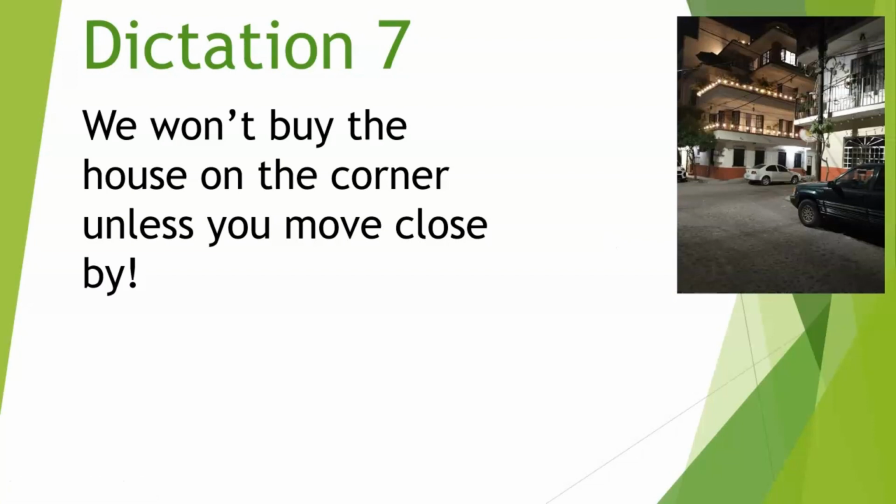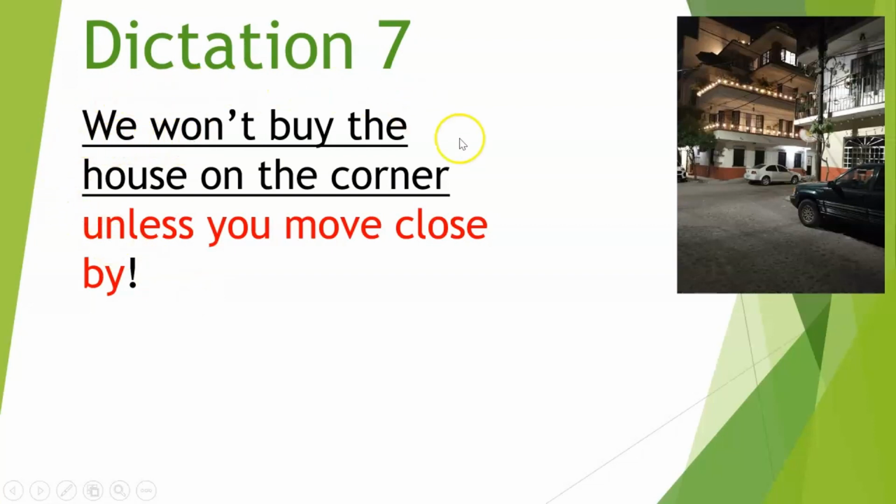We won't buy the house on the corner unless you move close by! So this is a complex sentence. And again, this sentence has got an independent clause, we won't buy the house on the corner. And then it's got a dependent clause, unless you move close by. So together, these two clauses, when they are put together, make one complex sentence.